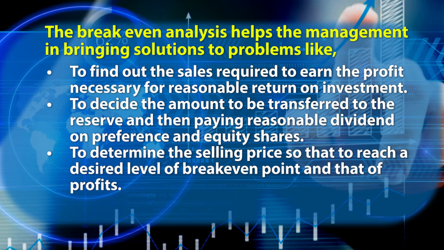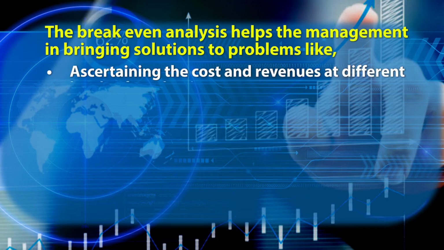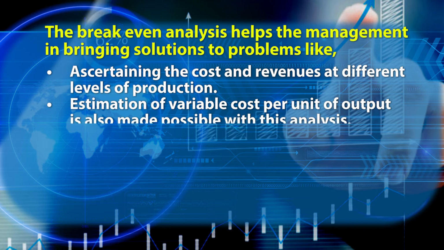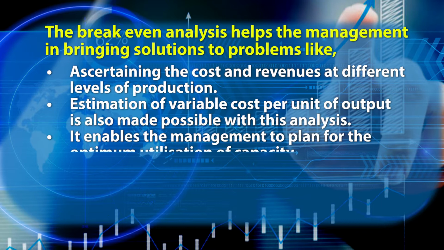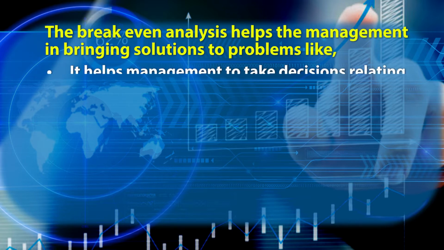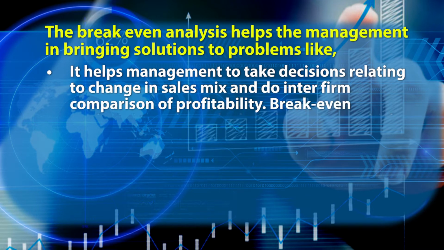to determine the selling price so as to reach a desired level of break-even point and that of profits, ascertaining the cost and revenues at different levels of production. Estimation of variable cost per unit of output is also made possible with this analysis. It enables the management to plan for the optimum utilization of capacity.